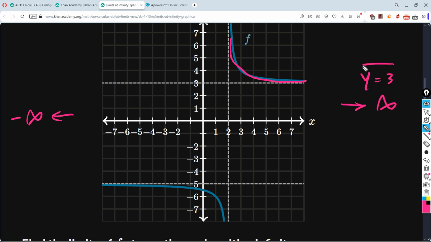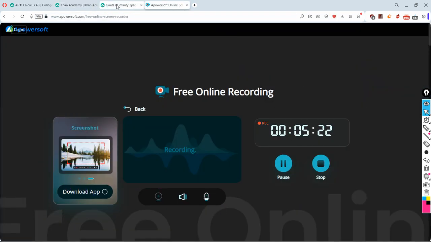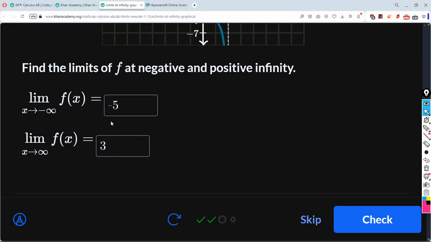So that's for positive infinity. And then toward negative infinity to the left, if we follow the graph, right here, it tops out at y equals -5. So that one's for negative infinity. So we have 3 and -5. 3 was for positive and -5 was for negative infinity.